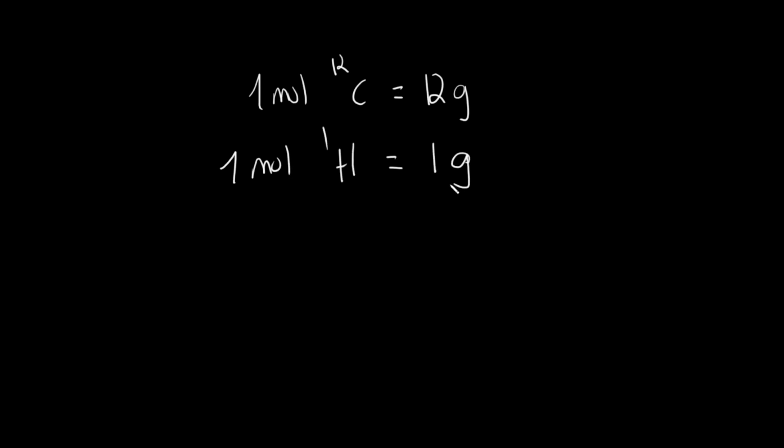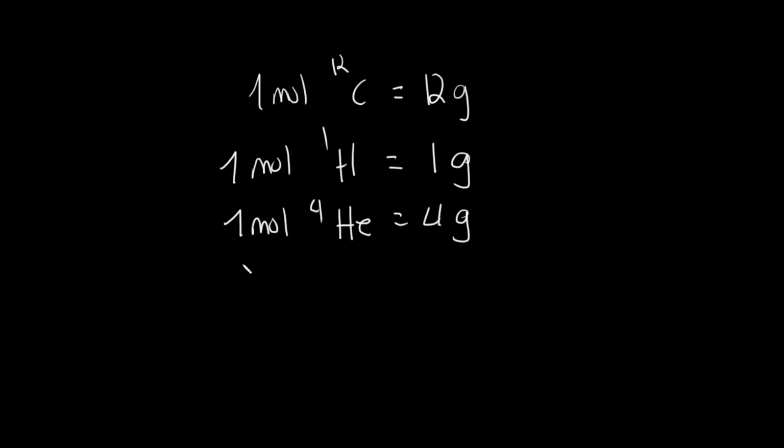From the definition, we saw that 1 mole of carbon-12 has a mass of 12 grams. And we figured this out because carbon-12 is made of 6 protons and 6 neutrons. And since all the elements are made of protons and neutrons, we can assign a mass number to 1 mole of any element. For example, 1 mole of hydrogen-1 would be 1 gram. 1 mole of helium-4 would be 4 grams, and so on.